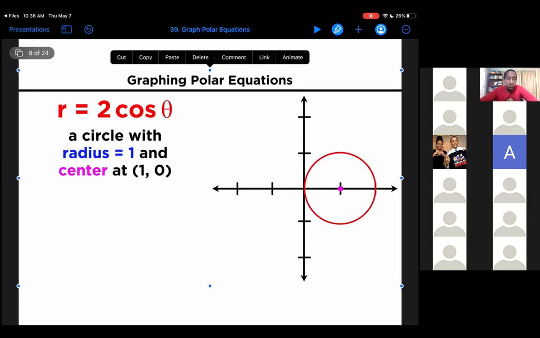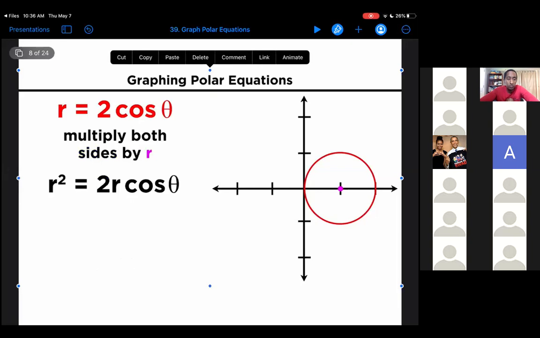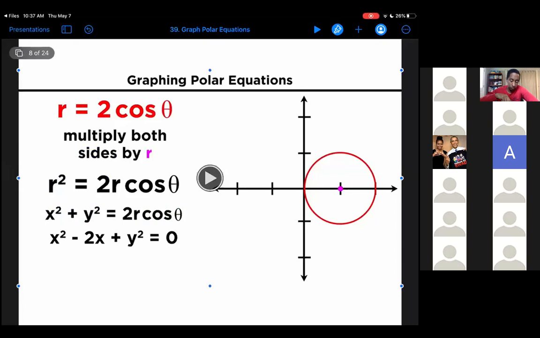We can verify this by converting into rectangular form. We just multiply both sides by r, change r squared into x squared plus y squared, and r cosine theta into x. Subtract 2x, and then we can... Okay, hold on. I wish I could rewind it. It's going a little bit fast. Just want to make sure we're clear on what's going on here. I can't write on it, but I'm going to go step by step.